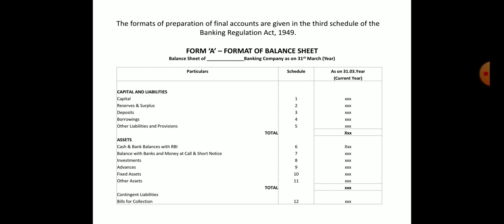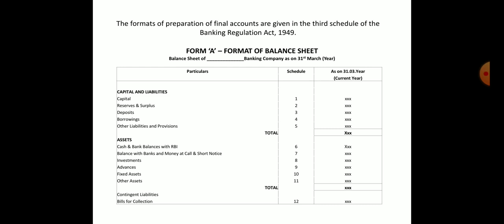Investments at 8, advances at 9, fixed assets at 10, other assets are at 11. So basically there are 11 schedules which are to be maintained within a balance sheet. As a footnote, we have to maintain contingent liabilities, which may or may not happen.